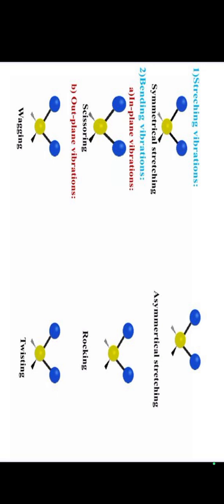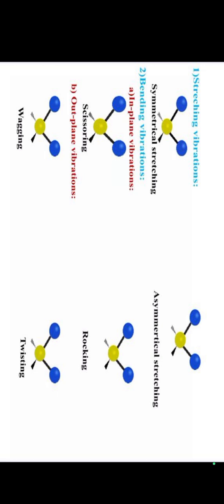Out-of-plane vibration means this type of bending vibration takes place outside the plane of the molecule, whereas in-plane happens inside the molecule. The out-of-plane bending is again classified into two, wagging and twisting.